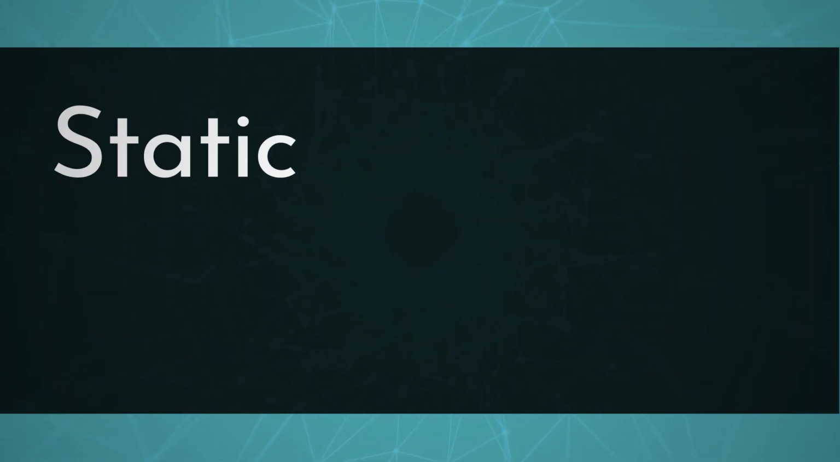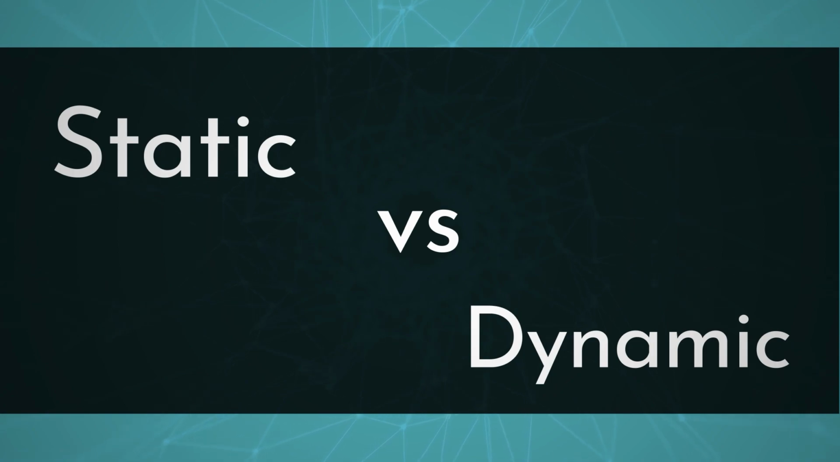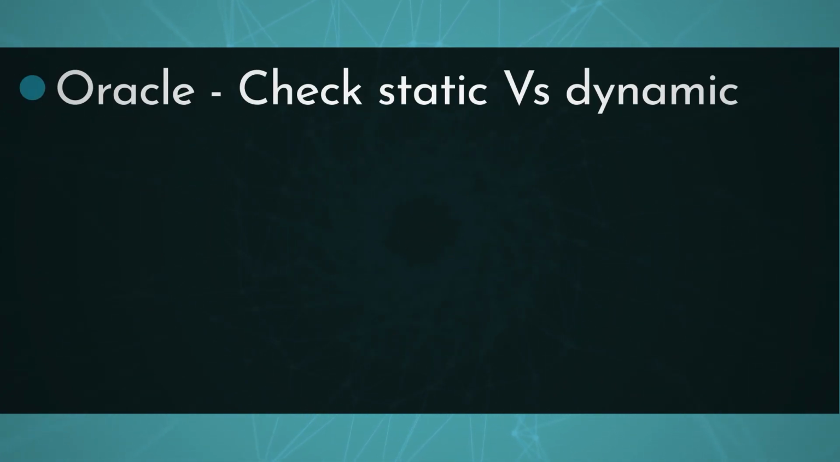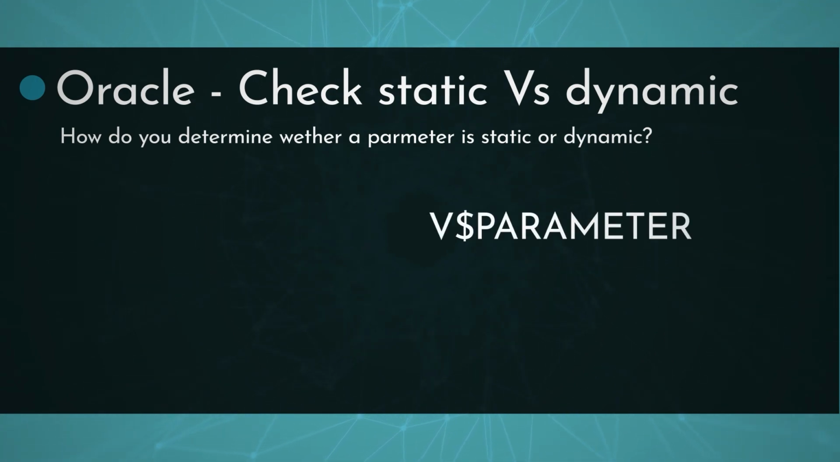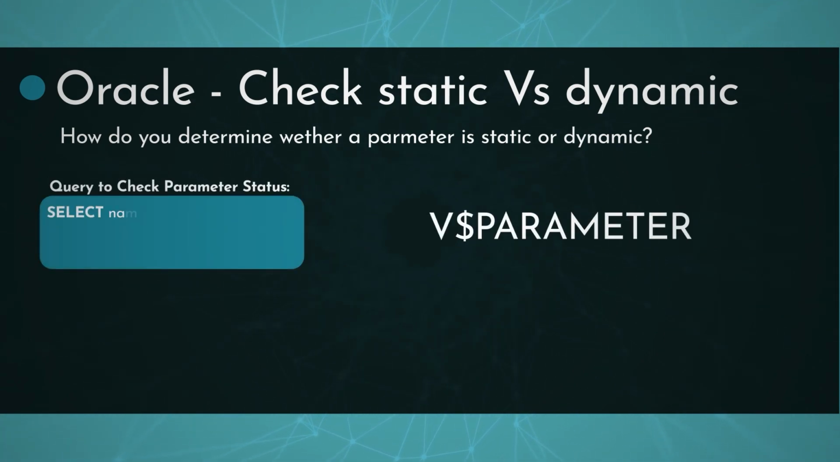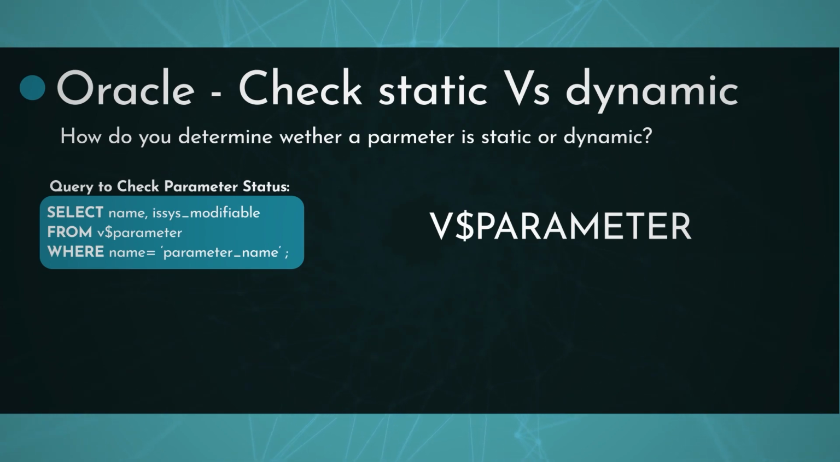In today's comparison video, we are going to discuss static versus dynamic parameters. In Oracle, how do you determine whether a parameter is static or dynamic? You generally use V$PARAMETER, and you can run a query like this: select name, is_sys_modifiable from V$PARAMETER and filter per the parameter name.